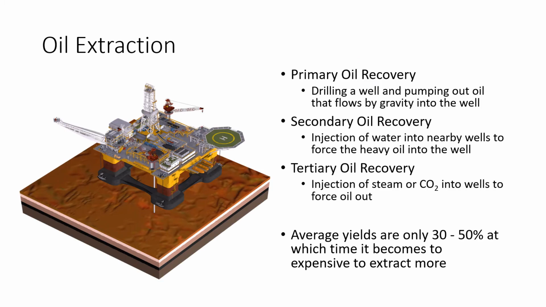When we're extracting oil, there are all different kinds of recovery that we can do. Obviously, the most obvious is primary oil recovery, where we're actually drilling a well and pumping it out, and that flows by gravity into a well. So we're just pumping oil out of the ground. Secondary and tertiary are a little more tough because it takes more effort. We have to actually inject water to force the oil out, and then tertiary is injecting steam to force the oil out. And so the more you have to put into it to get that oil out, obviously the more expensive it's going to become and maybe not worthwhile financially.